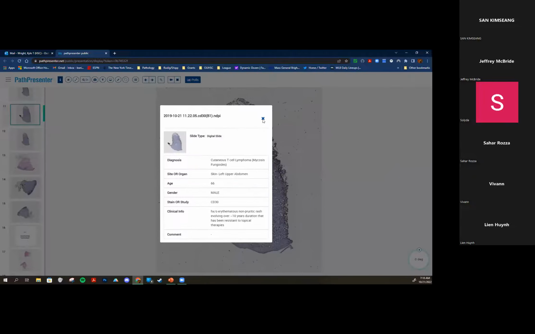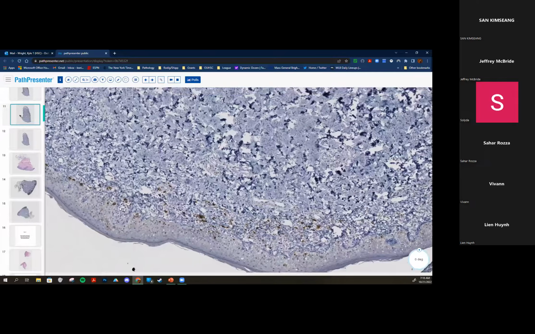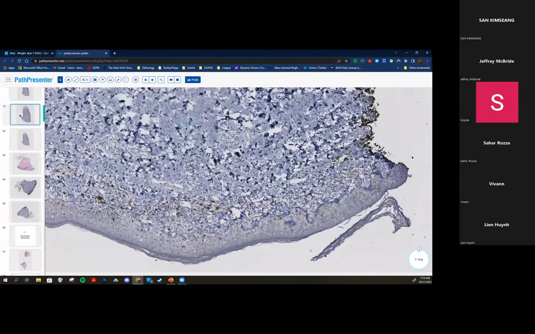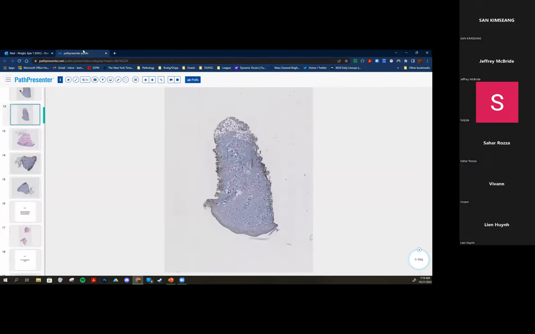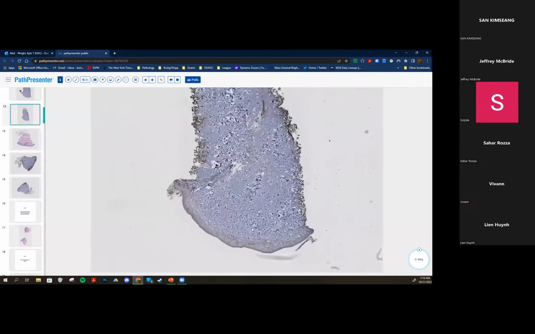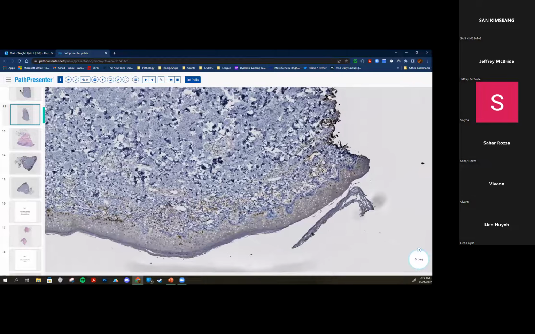Here we have CD30, and in this slide, you can see that there may be some rare CD30 positive cells, kind of intermediate size cells, but they're few and far between at this site. And this last is CD25. Once again, fairly rare CD25 positive cells here.